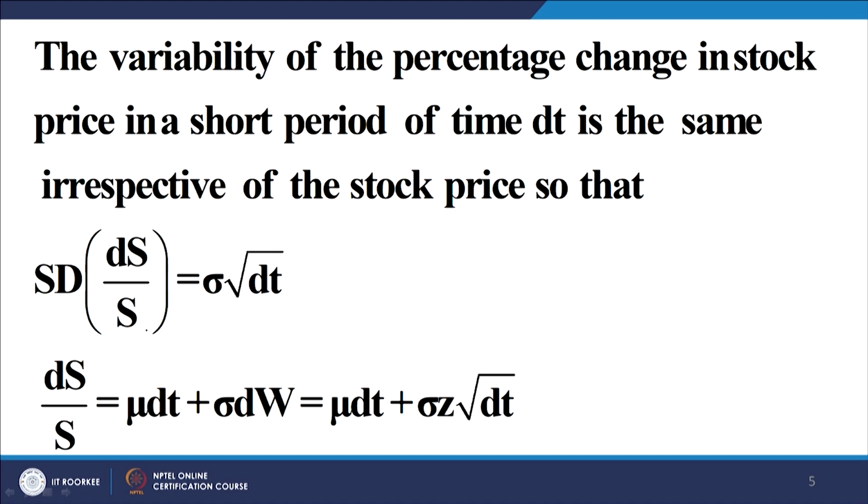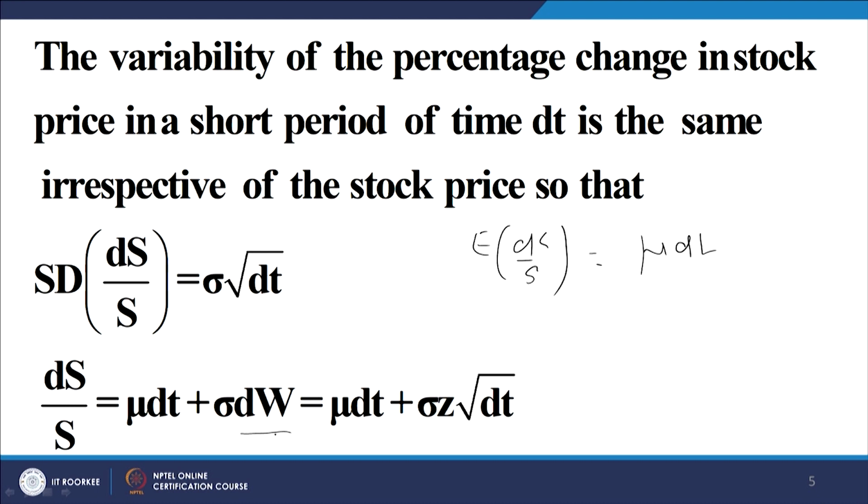It is very simple to check that this stochastic differential equation gives us the correct parameters. For example, E of ds upon s is equal to mu dt is straightforward, because the mean of this quantity dw is 0, or the mean of z is also 0.